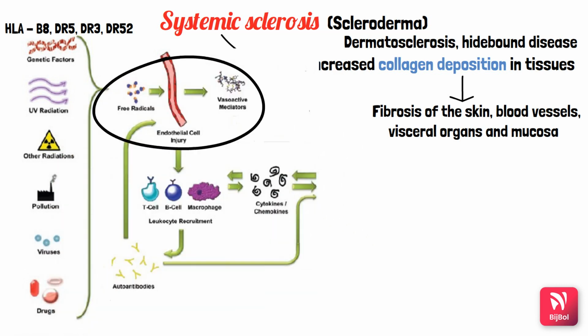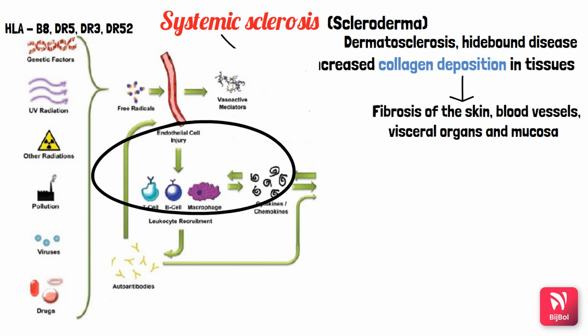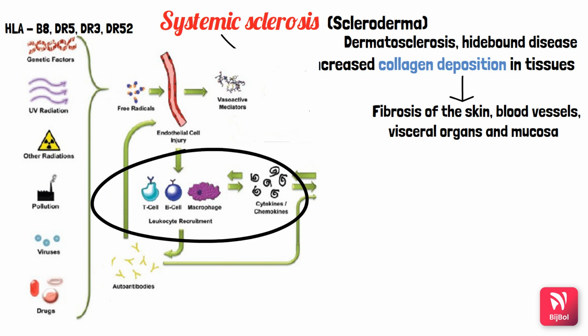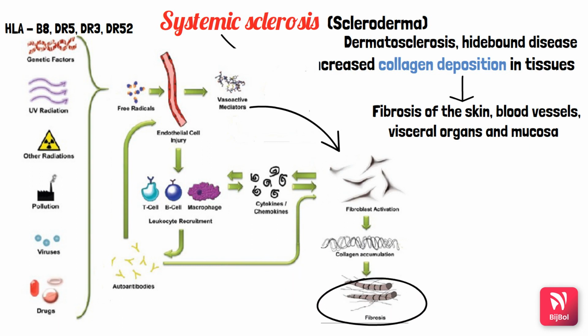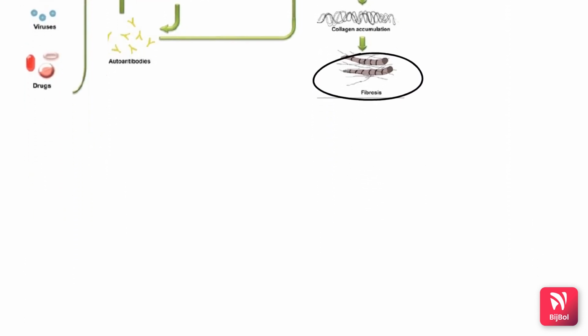These free radicals are harmful for the body, wherein they are released in the blood vessels, resulting in endothelial cell injury. That results in release of vasoactive mediators and increased recruitment of inflammatory cells like T cells, B cells as well as macrophages, which help in production of autoantibodies as well as cytokines and chemokines. All these things, vasoactive mediators, chemokines, cytokines and autoantibodies, help in activation as well as recruitment of fibroblasts. As fibroblast activation and recruitment is more, and the fibroblast's main function is collagen accumulation, the main pathology, fibrosis, will occur, resulting in systemic sclerosis.